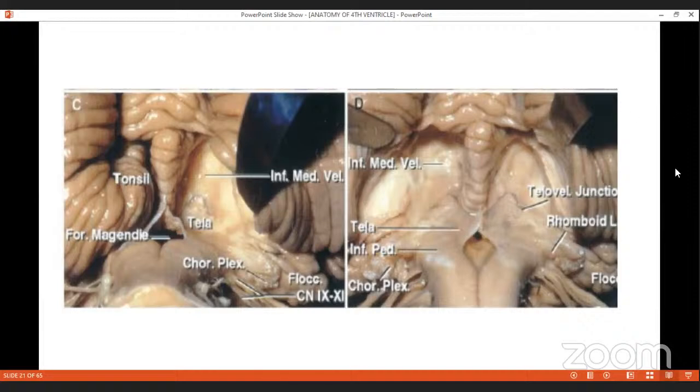Almost the same diagram, the structures located are the inferior medullary vellum, and inferiorly you have the tela choroidea. So this is the junction, which is called the telovelar junction. The junction of the inferior medullary vellum and the tela choroidea.